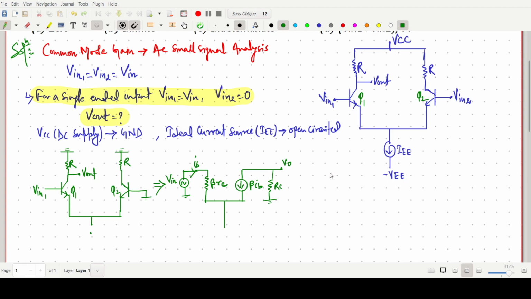Now for the other one, we can make a very simple circuit like this, here for the transistor Q2.